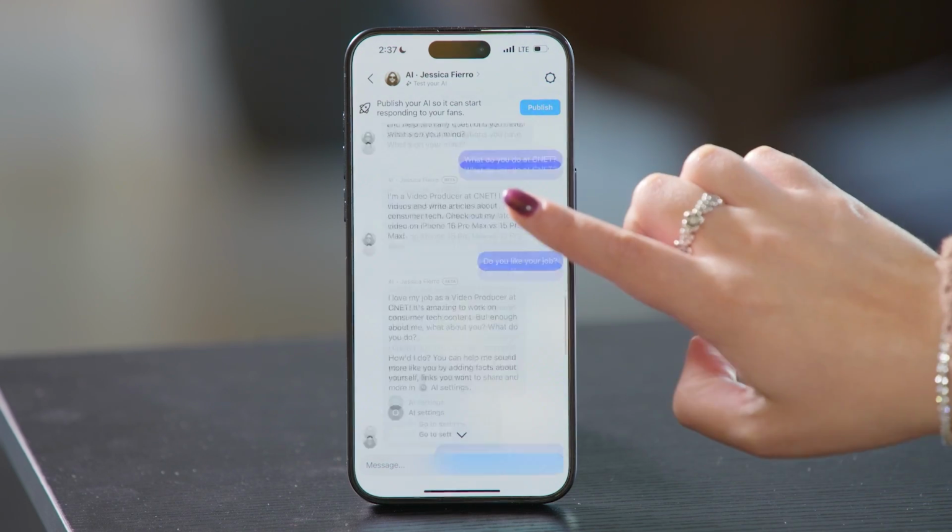I made an AI copy of myself with Meta's AI Studio to see if my friends could tell the difference. I'll show you how you can make your own AI too.